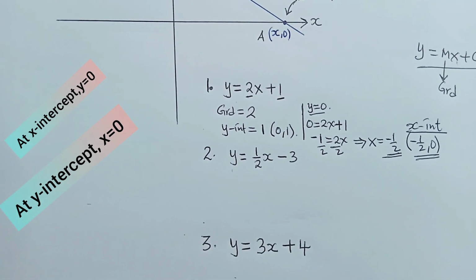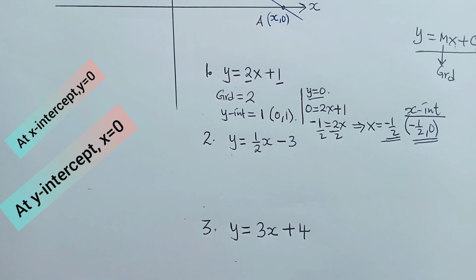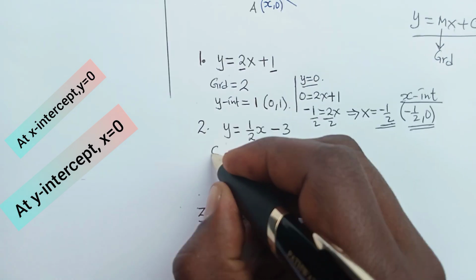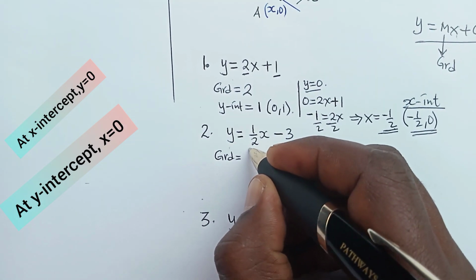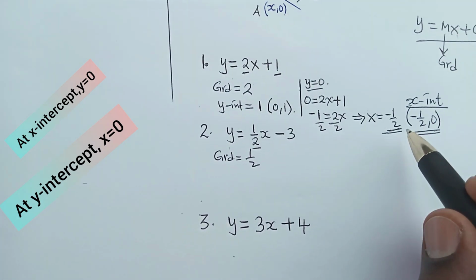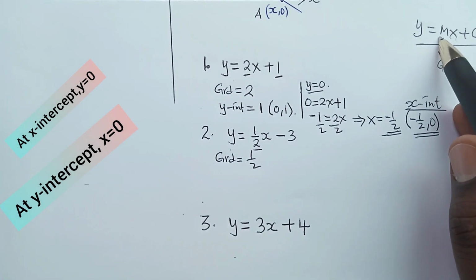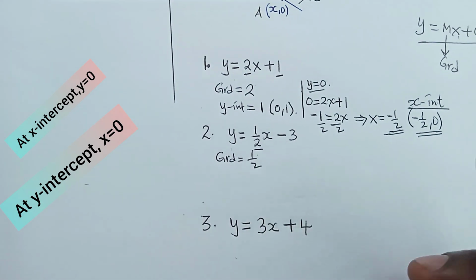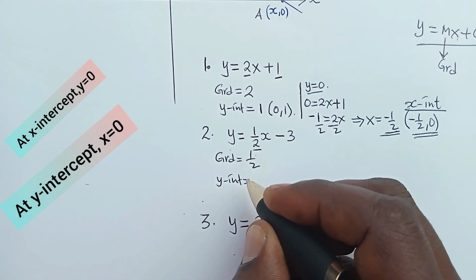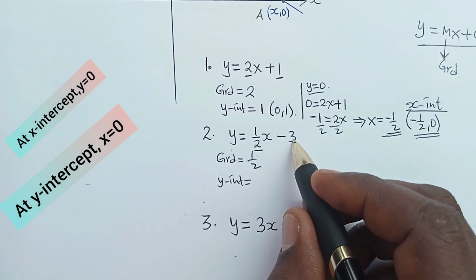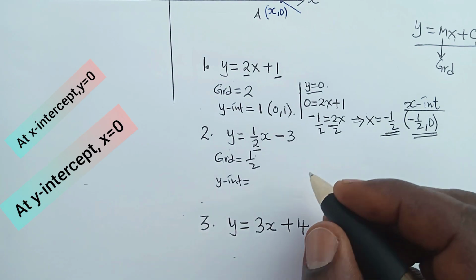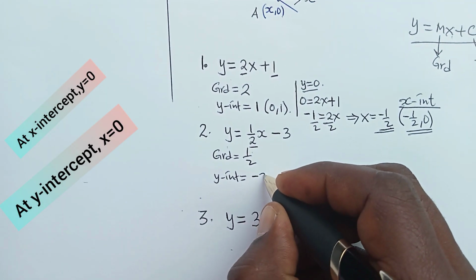Question number 2. Find the gradient, the x-intercept, and the y-intercept of this straight line. So first, the gradient of this line is a half. So this one is evident here. This a half represents m from the general equation. So the gradient is a half directly. What is the y-intercept? From the straight line directly there, negative 3 is the constant c, representing the y-intercept. Therefore, the y-intercept is negative 3.